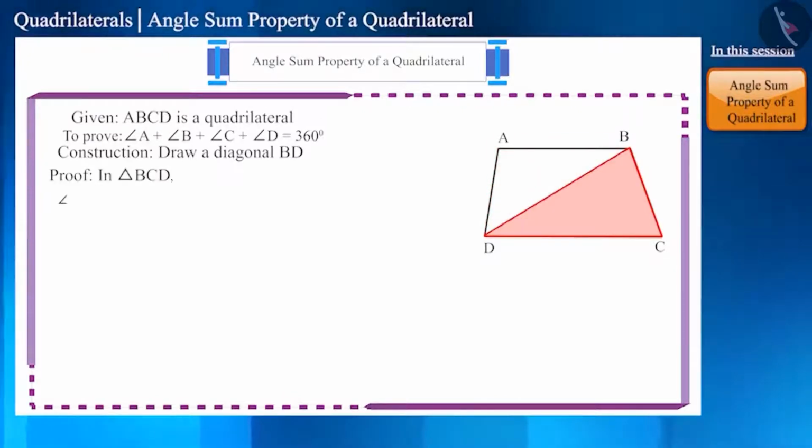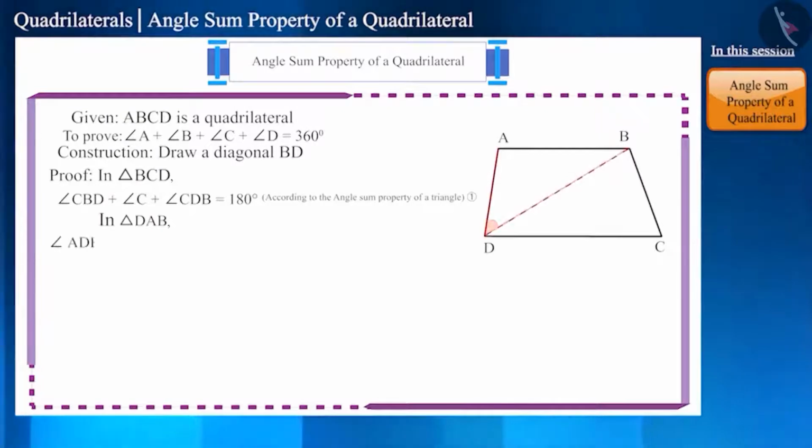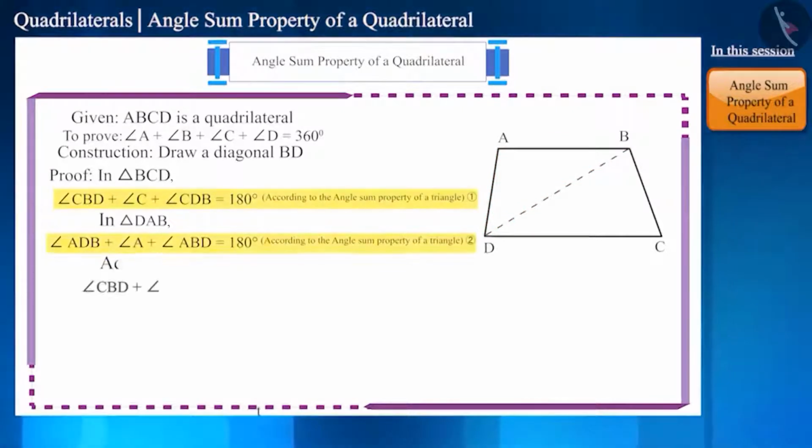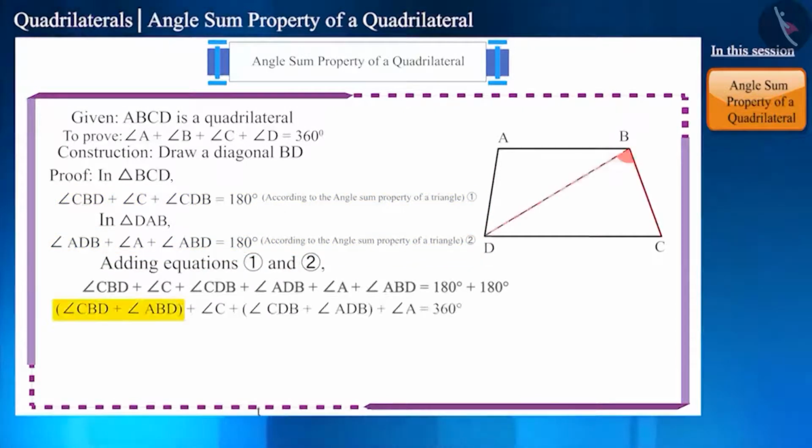In triangle BCD, angle CBD plus angle C plus angle CDB equals 180 degrees, according to the angle sum property of a triangle. Similarly, in triangle DAB, angle ADB plus angle A plus angle ABD equals 180 degrees. Adding equations 1 and 2, we get. Now, when we add angle CBD and angle ABD, we get angle B. Similarly, on adding angle CDB and angle ADB, we get angle D.